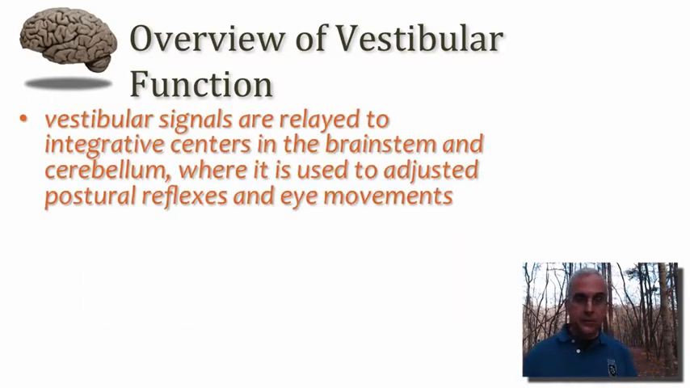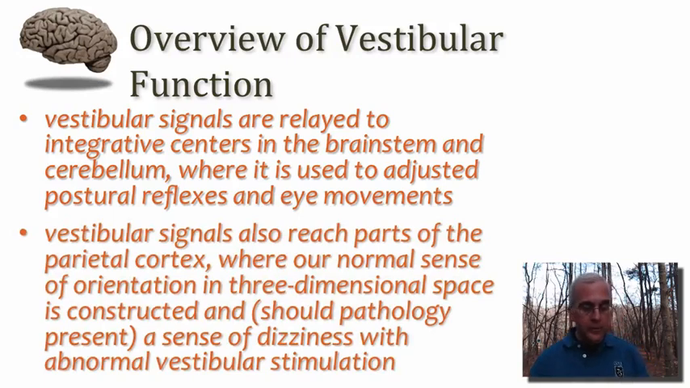So in this tutorial, I really want to focus on what happens next. The vestibular signals are relayed to integrative centers in the brainstem as well as in the cerebellum. And these signals are used to adjust postural reflexes and eye movements. These signals also reach parts of the parietal cortex where our normal sense of orientation in three-dimensional space is constructed. This is an important contributor to our body schema. That is, our understanding of the position of our body and its movements in the environment.